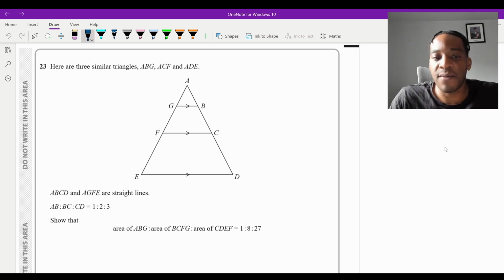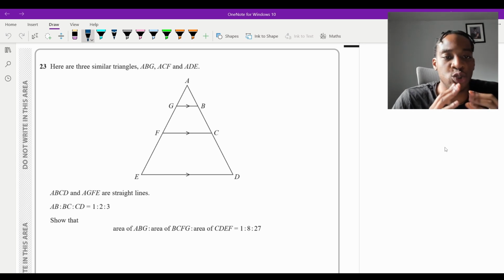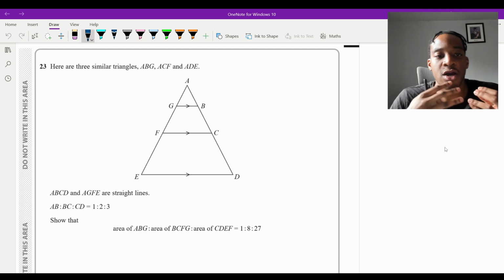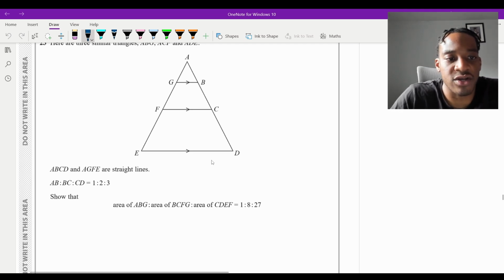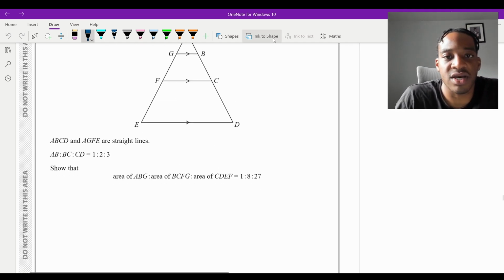So definitely going to be a bit tricky, but similarity, ratios, it's always the same type of thing. What I'm going to do first is I'm going to actually just draw out those triangles that are similar, because from there maybe I could figure out the ratios of the lengths, areas, and so on and so forth, right? So let me do that first. So ABG is the first one. I'm going to just draw a triangle like this here. I'm going to call this ABG.